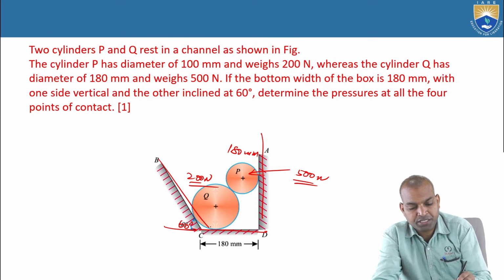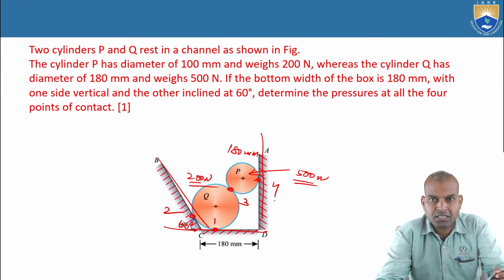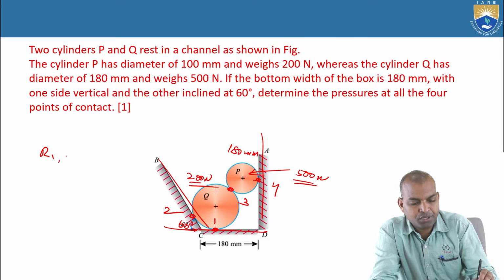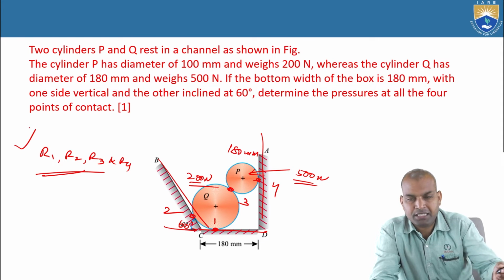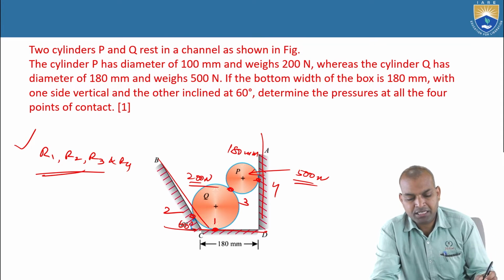Determine the pressures or reactions at the four points of contact. How many contact points are here? This is contact point 1, point 2, 3, and there are four points of contact. At these four points of contact, what are the reactions? R1, R2, R3 and R4. We have to calculate these reaction forces. Okay, how to calculate? Let us begin.